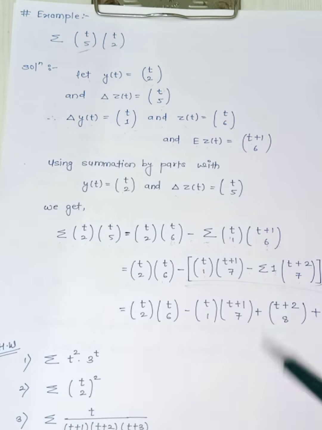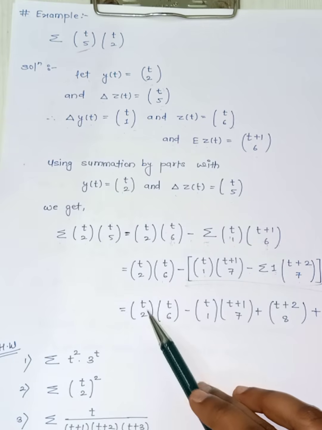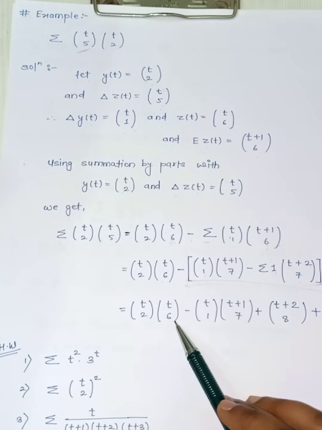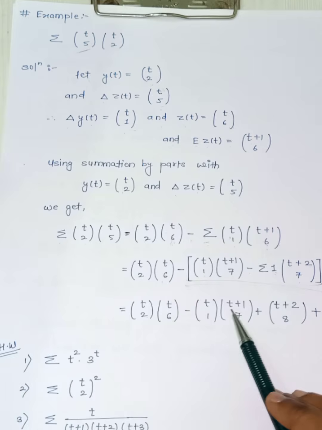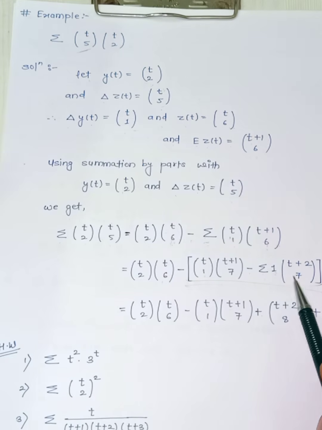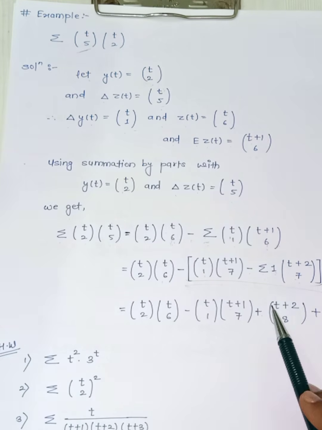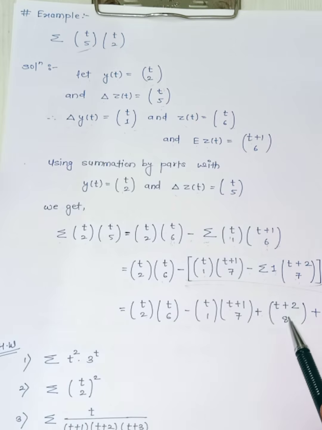Okay, then by solving this we get tc2 tc6 minus tc1 t plus 1 c7 plus shift on this, so t plus 2 c8 plus our constant function. So by applying parts we can find the product of such examples.